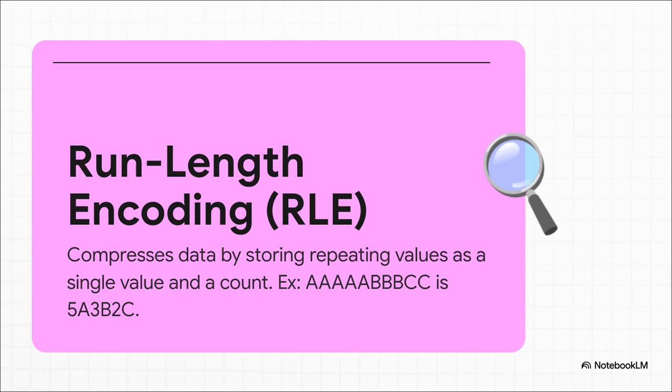So AAAAABBC becomes 5A3B2C. It's a really simple but powerful way that the computer's basic logic helps make our digital lives just a little bit more efficient.